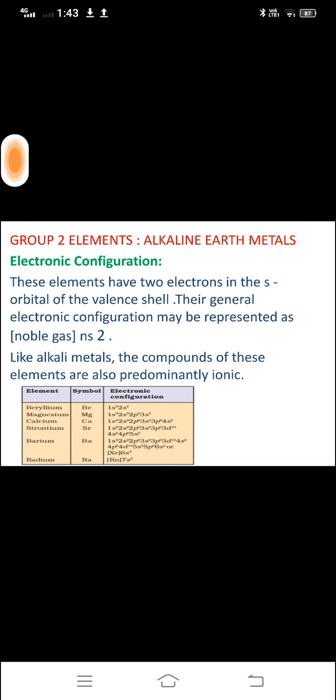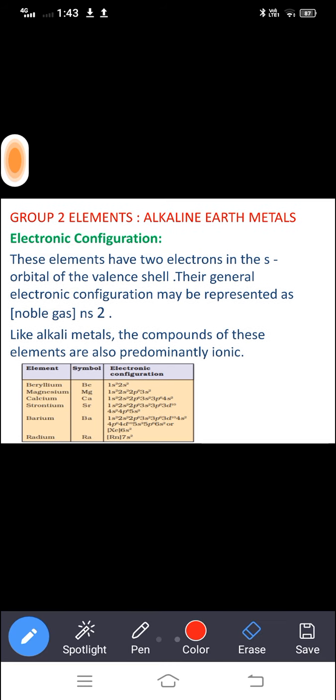In this section, we are going to discuss the alkaline earth metals, group 2 elements, a continuation of s-block elements. Let me start with the electronic configuration. For the group 1 elements, we discussed ns1. Here for the group 2 elements, it will be ns2.